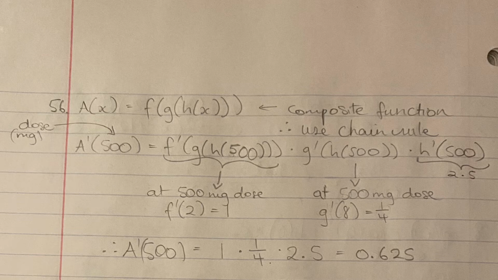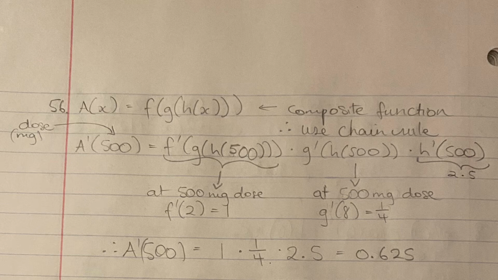Okay, so as I said, this is a composite function and it's within the chain rule unit. So what we're going to do first is differentiate the function A of x at 500 milligrams. Of course, you can do this step by step. You can differentiate A prime of x. However, since it's only one variable and there's only one x in this whole function, I just like to substitute it in there to make it one step.